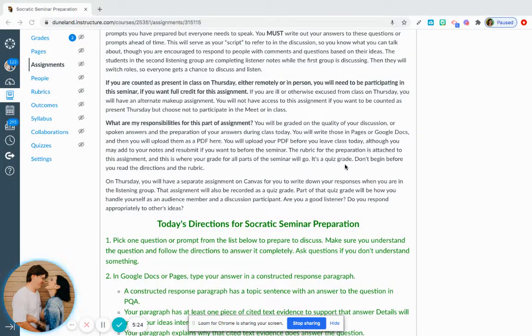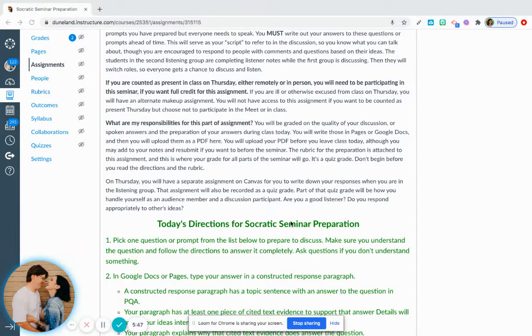It's a quiz grade. So again, don't begin this before you read the instructions and the rubric, and you'll know that from reading and from watching my second video. Then on Thursday, you will have a separate assignment on Canvas on the day of the discussion for you to write down your responses when you're in the listening group. So that will also be recorded as a quiz grade.